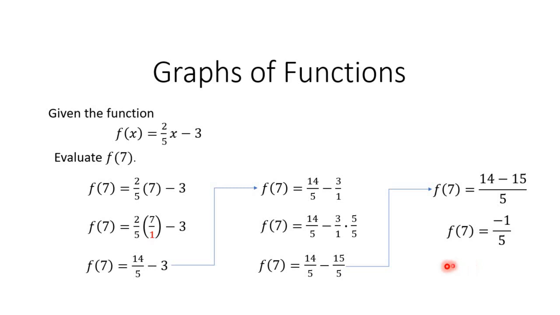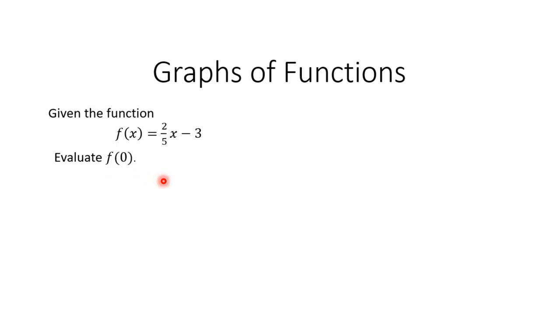And let's try one last one. Instead of 7, let's plug in 0. So let's find the f of 0. When we plug in 0 for x, we get 2/5 times 0 is 0. 0 minus 3 is -3. So the f of 0 is -3. That's the y-intercept. The ordered pair (0, -3) is the y-intercept.